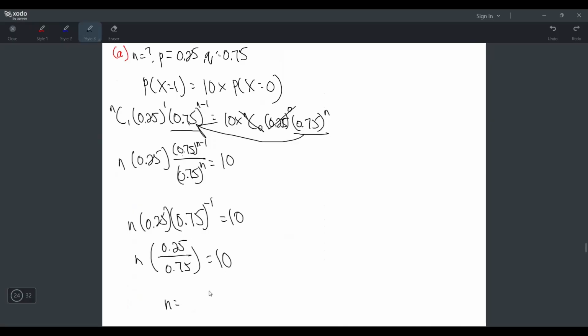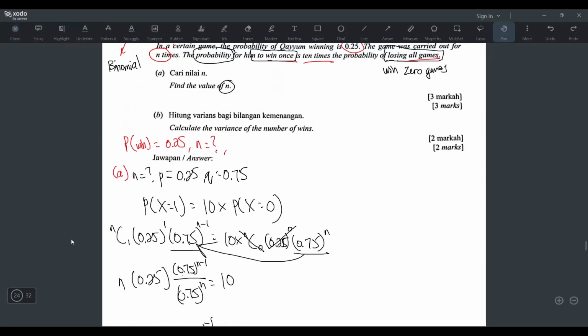So when you pina, the 0.75 duduk bawah means divide, hantar jadi times. Okay, so 10 times 0.75 and then this one duduk atas is darab, hantar jadi bahagi. So it becomes 10 times 0.75 divide 0.25. So use calculator and press 10 times 0.75 divide 0.25. 30. So that is the answer. Okay, sudah siap soalan A.